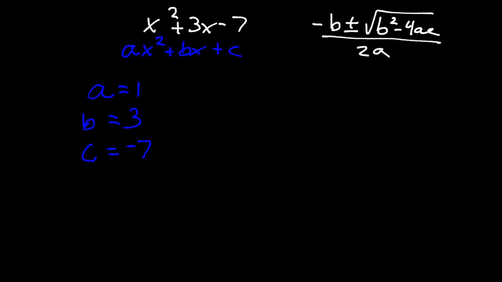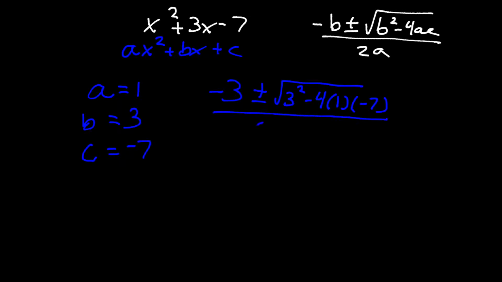Opposite of b, so that's a negative 3, plus or minus the square root of b squared minus 4 times a times c, all over 2a. So we have put everything into the quadratic formula. Now we need to work it out. I always like to start with the part under the radical first, which is the discriminant, and we'll talk more about that in a moment. But I like to start with the discriminant here.